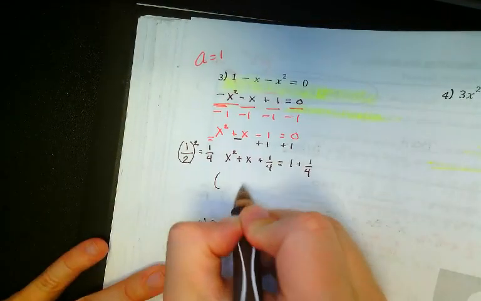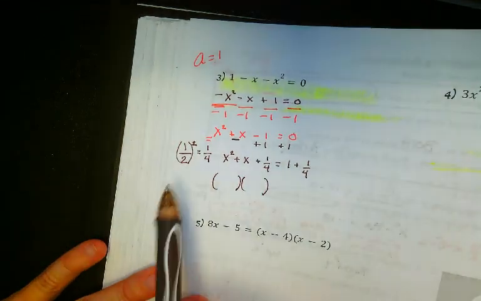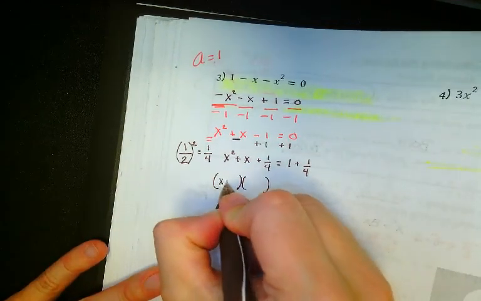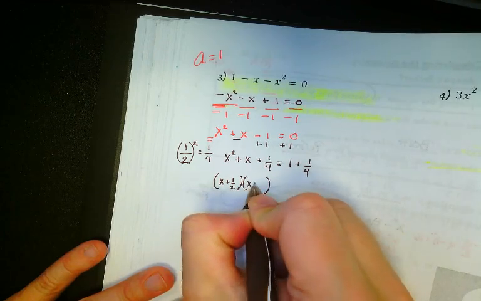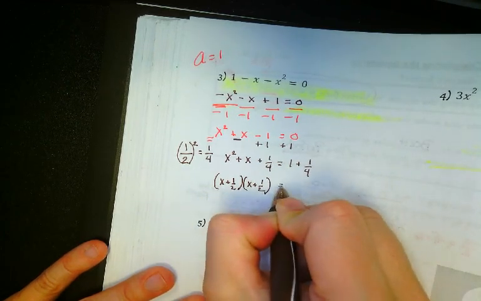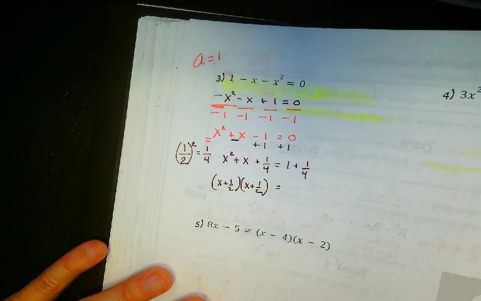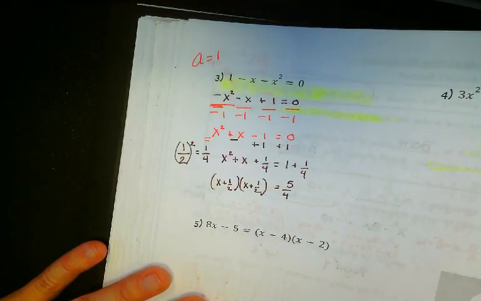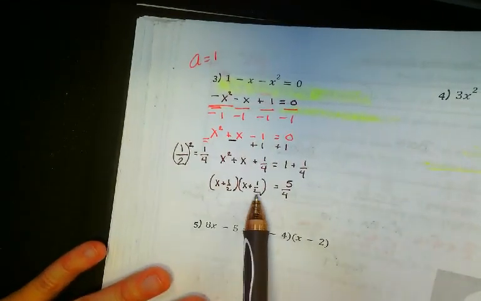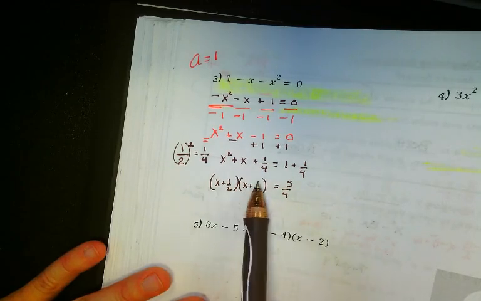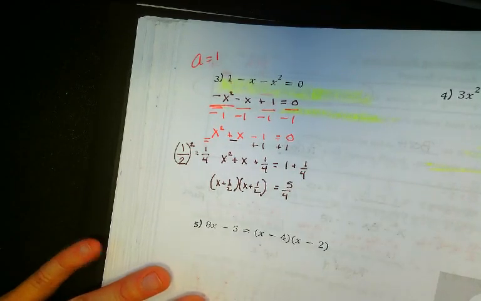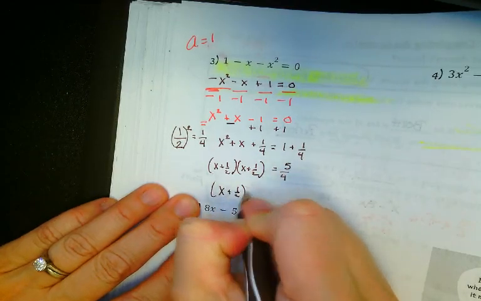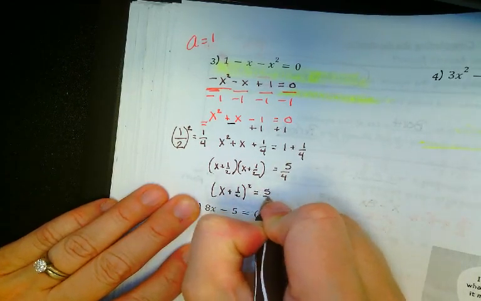Now again, this should factor real nicely. It's always the term you squared. So I should have x plus 1/2 and x plus 1/2. And 1 plus 1/4 should be 5/4. Again, if you don't trust it, a half plus a half is a whole. That makes sense. And 1 times 1 is 1, 2 times 2 is 4. It works out. So I should have x plus 1/2 squared equals 5/4.